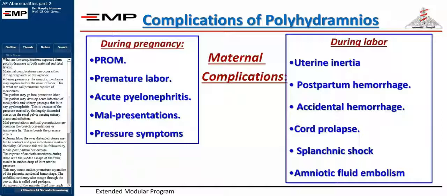The rupture of amniotic membrane during labor with the sudden escape of the fluid results in sudden drop of intrauterine pressure. This may cause sudden premature separation of the placenta, accidental hemorrhage. The umbilical cord may also escape through the cervix. This is called cord prolapse. An amount of the amniotic fluid may reach the circulation with its contents of cellular debris, hairs, and other particles, thus causing a type of embolism called amniotic fluid embolism.